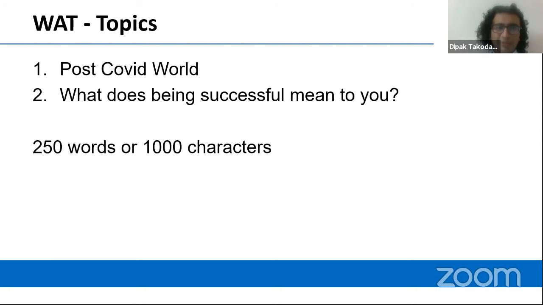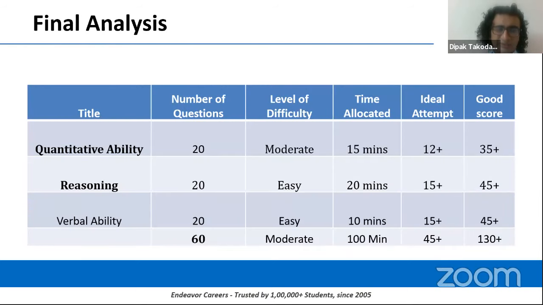Now, coming to the overall analysis, as stated by Ankur sir, what we recommend is in quant, you would have spent around 15 minutes and attempted around 12 questions. For reasoning, you would have spent around 20 minutes because reasoning had questions on puzzles, which would have taken time, and attempted around 15 questions. For verbal ability, 10 minutes would have been more than enough. We would have attempted around 15 questions.